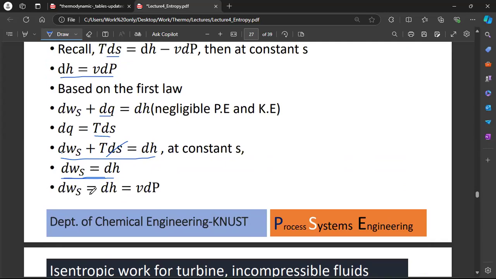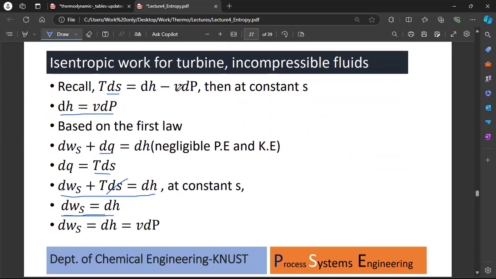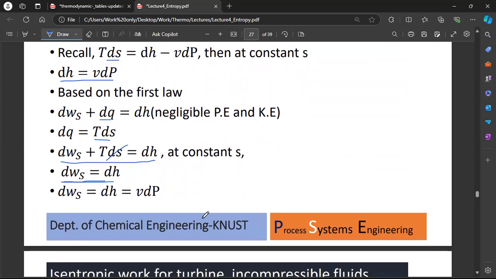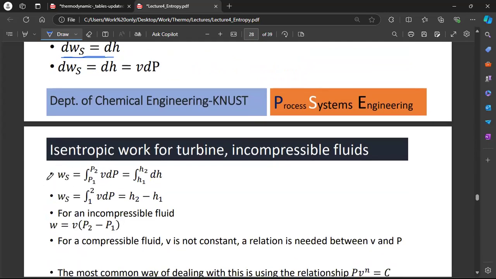Now, if I want to find the work that is being done by the turbine, so that's the Ws, the shaft work there, I can integrate the whole expression. So if I should integrate the dWs, I'll just get the total work that is done. If I should integrate the dh from h1 to h2, I'll get this. And if I should integrate the vdP, right, from P1 to P2, I'll get this expression. So from P1 to P2.